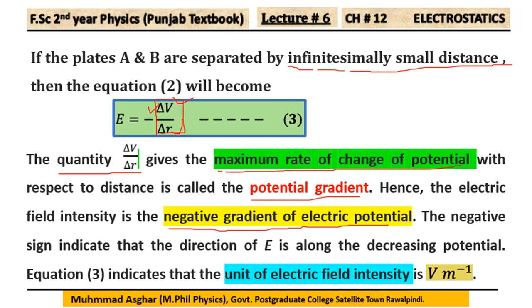The negative sign indicates that the direction of E is always along the decreasing potential. It is always along the decreasing potential.